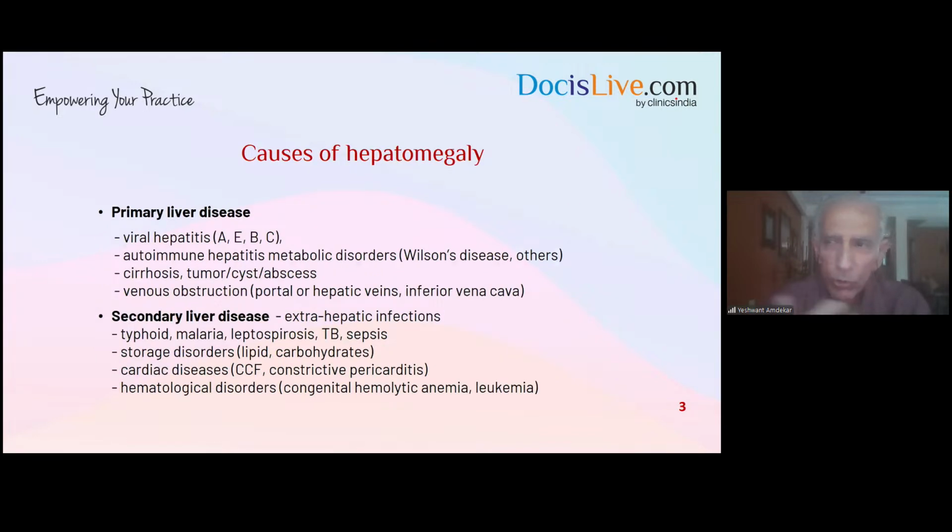Now we will quickly go through the causes of hepatomegaly, but the main groups are primary liver disease or secondary liver diseases. Primary liver diseases are largely of three or four types, and every time you have a primary liver disease, you consider these four types. The most common is viral infections like A, B, D, E. There are many other viruses which are not common. So one is a group of infections, mostly virus.